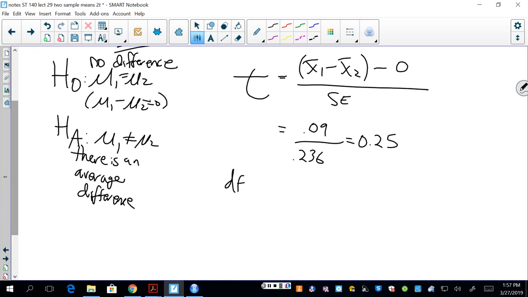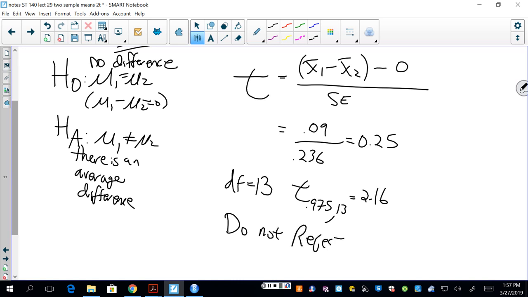Degrees of freedom was 13. The t 0.975 value for that one was 2.16. And that's a lot closer to 0 than our cutoff value. So do not reject. It is plausible that there's no difference between these groups based on these data.